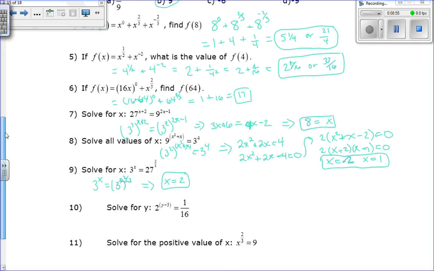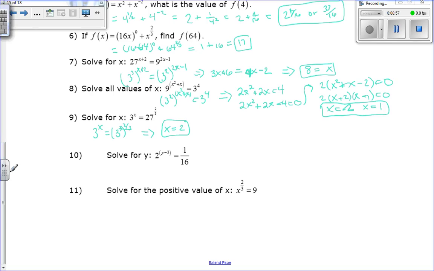Number 10, again, is the same type of problem. Gotta get my bases to match. So this time I will have 2 to the y minus 3 equals 1/16th. I can get a common base of 2. 16 is 2 to the 4th, so it's in the denominator, it's 2 to the negative 4.